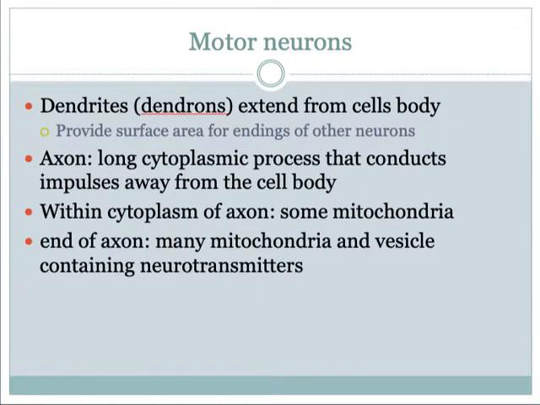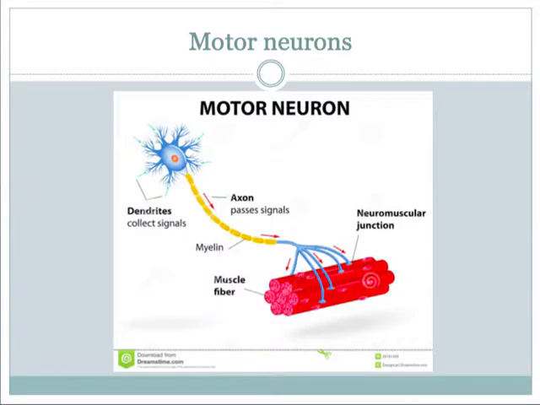So thin cytoplasmic processes extend from the cell body. Some of them are short, and they can have lots of branches, and these are called dendrites. A motor neuron has highly branched dendrites to give a large surface area for the endings of other neurons, and these are things that we learned in STEM. So the axon is much longer and conducts impulses over longer distances. A motor neuron with its cell body in the spinal cord might have its axon running all the way to your toes. So axons may be really long.